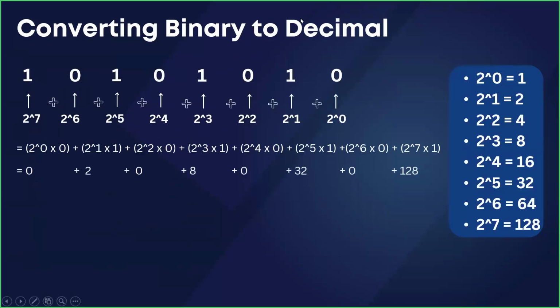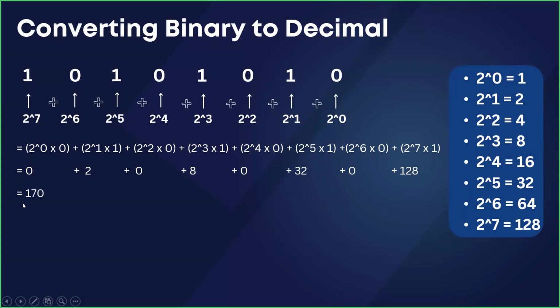Sorry. So 2 power 4 into 0, that's 0 again. 2 power 5 into 1, that's 32. 2 power 6 into 0, that's 0 again. 2 power 7 into 1, that's 128. And now when I add all this up, 128 plus 32, that's 160. 160 plus 8, 168. 168 plus 2, 170.